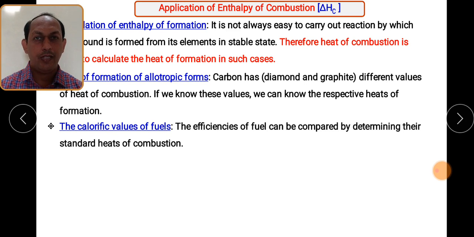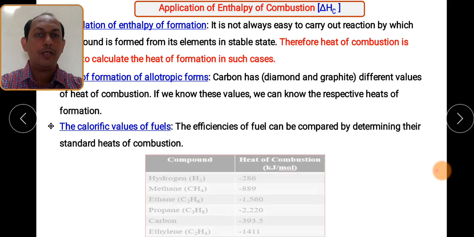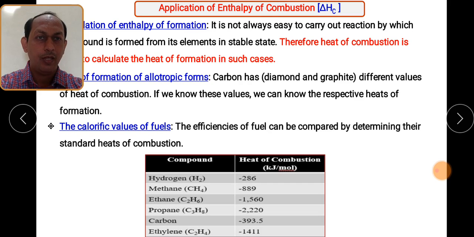Petrol ki value, diesel ki value, that is different. Okay, so efficiency of fuel can be compared by determining their standard heats of combustion. So if you know the value of heat of combustion, based upon that we can calculate the calorific value of any particular fuels. See this particular table.